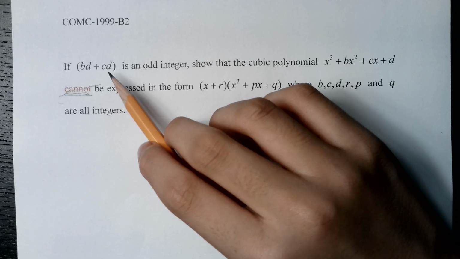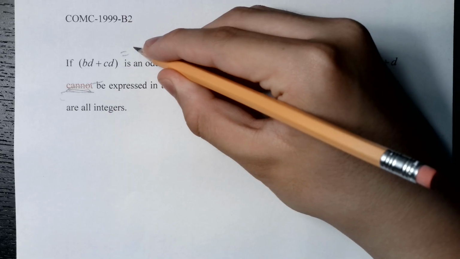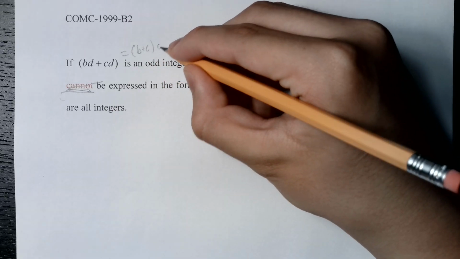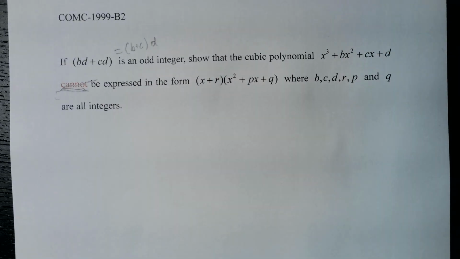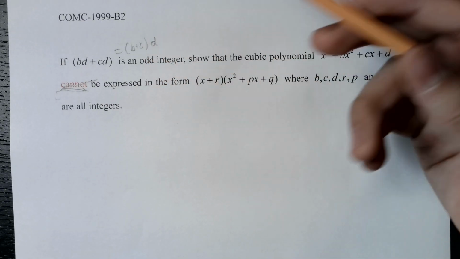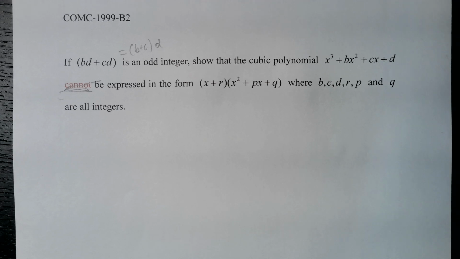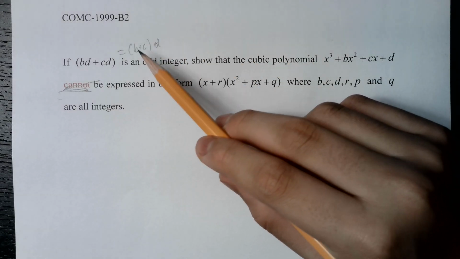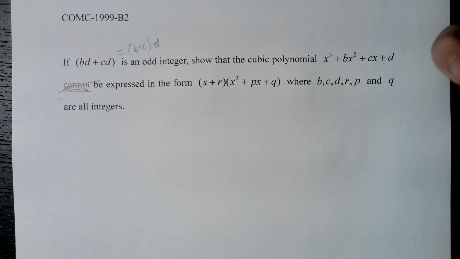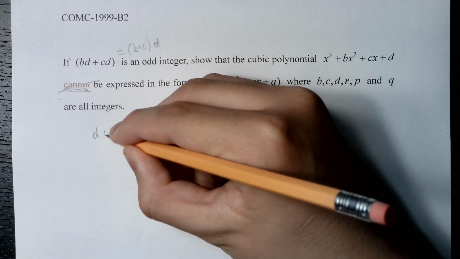So let's first look at bd plus cd. Now we're going to factor this, I've written it up here. We're going to factor this into (b plus c) times d. And you need to realize that this has to be an odd integer. You need to have two odd numbers multiplied together to receive an odd integer. For example, if you have an odd times an even number, you get an even number, and if you have two even numbers multiplied together, you still get an even number. So this means that both d and b plus c have to be odd, right? So d is odd.